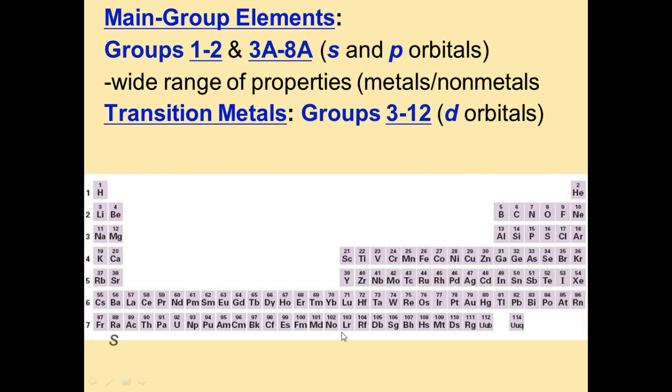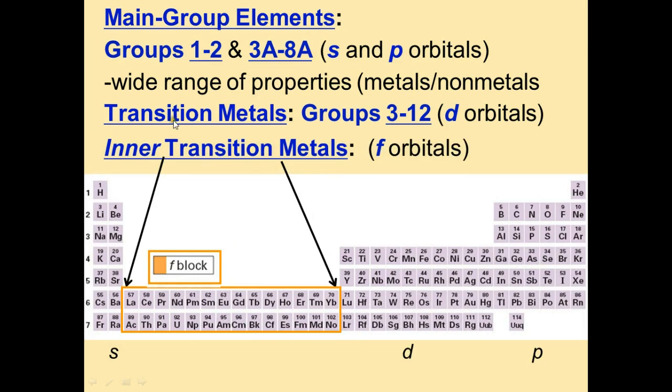And then we have the F block, which is called the inner transition metals, and these are all the weird elements like plutonium, uranium, americium, some weird ones like that.